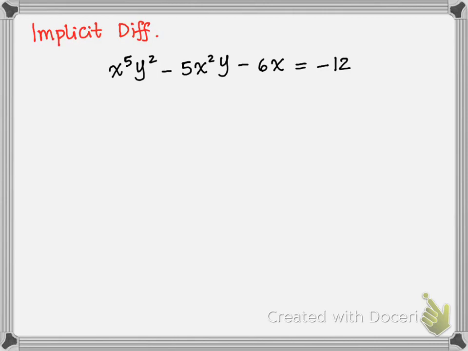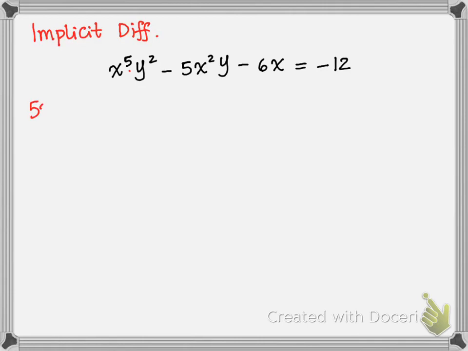So in order to find that, we need to take the derivative with respect to x on both sides of the equation. So when we encounter the first term right here, we see it's a product, x to the fifth power times y squared. So we need to use the product rule. Just go through it as usual, one by one.